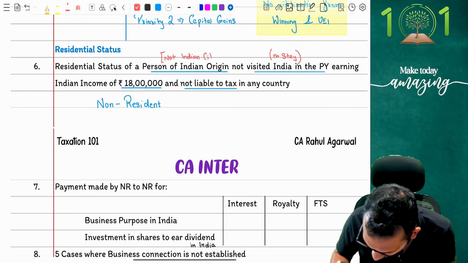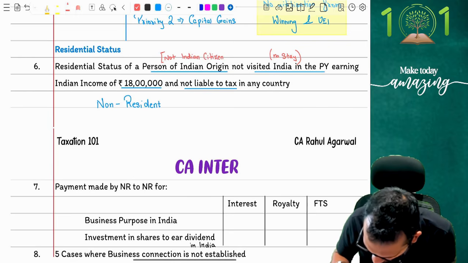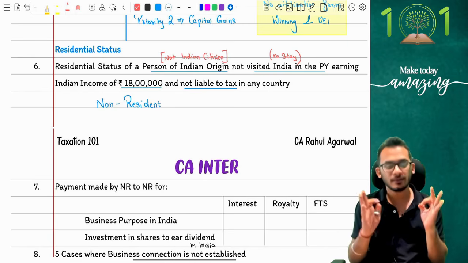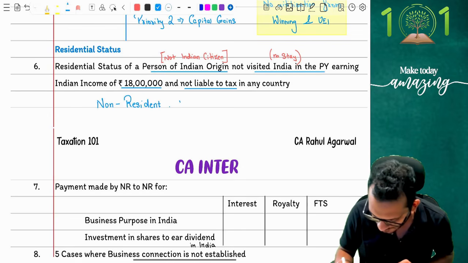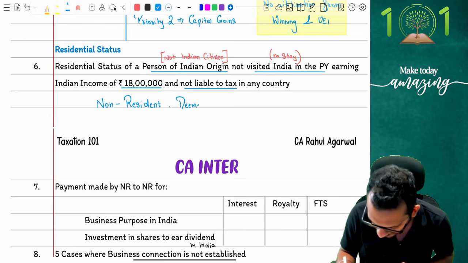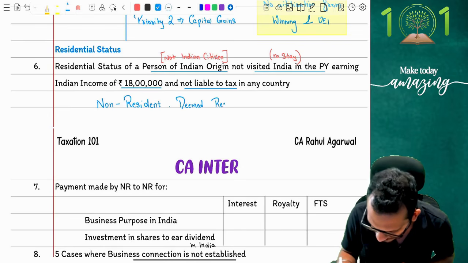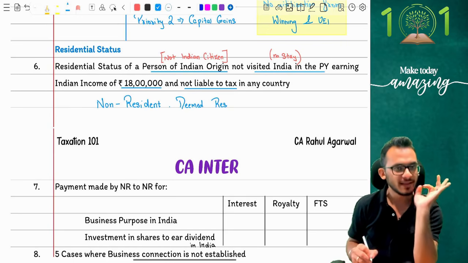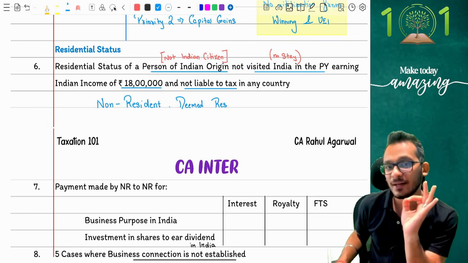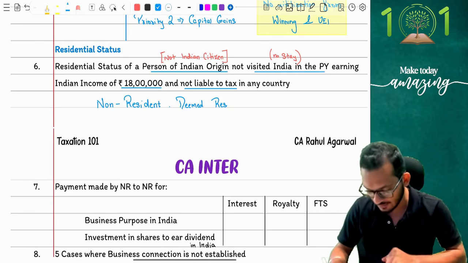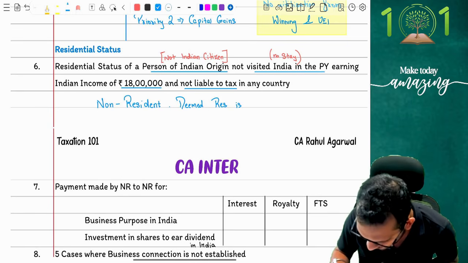A person who is not an Indian citizen does not fall into the deemed residency condition. Deemed residency is only for Indian citizens. That is the condition, and that's where students make a horrible mistake. Please be careful. The deemed residency provision only applies for Indian citizens, not for persons of Indian origin.